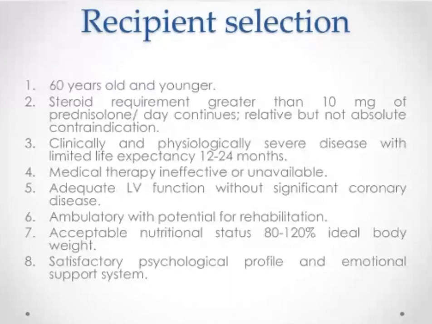And clinically and physiologically severe disease that can limit life to 1 to 2 years. Meaning when you expect this patient cannot live more than a year or two, this is a good candidate for lung transplantation. And medical therapy is ineffective or unavailable.